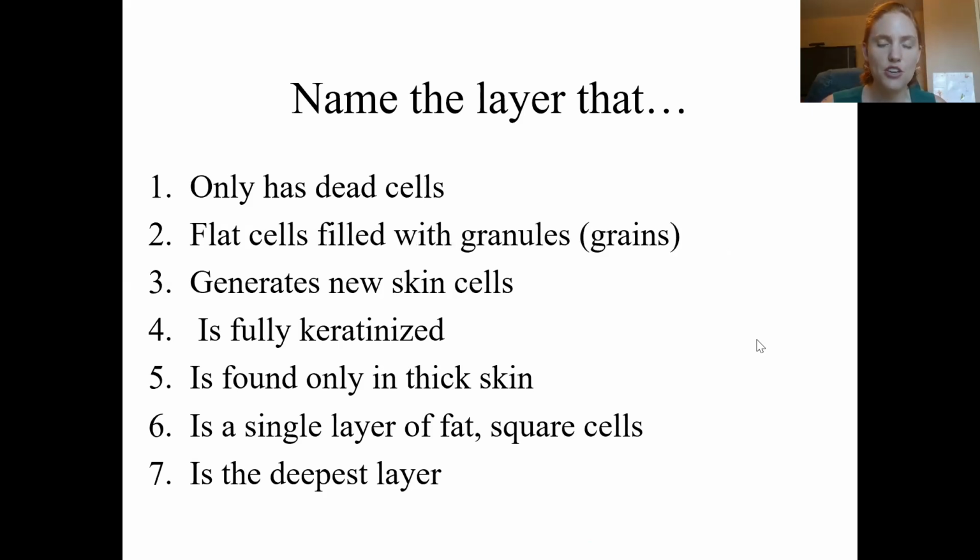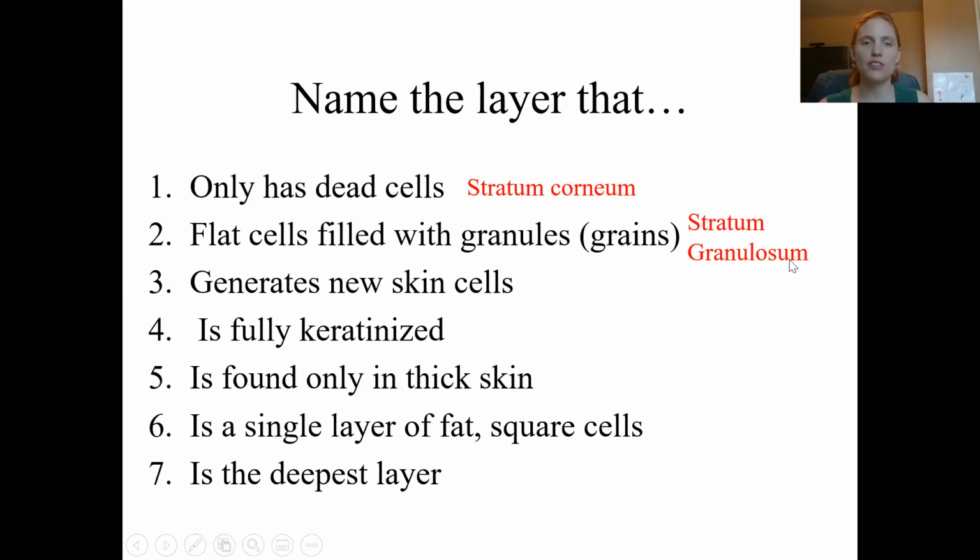Okay, hopefully you got those all figured out. Let's start answering them. Which layer of the epidermis, remember these are all part of the epidermis, only has those dead cells? That would be the stratum corneum, the fully keratinized cells right at the top. Which one has flat cells that are dark staining and filled with granules? It's right in the name: stratum granulosum. Which one generates the new cells to regenerate the cell? That's going to be stratum basale.